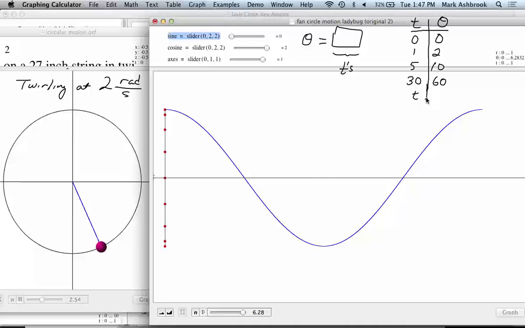We can say, all right, if there were any time t, what would the corresponding number of radians swept out be? Brooke, what do you think? 2t. The number of radians is always twice the time elapsed because it's going 2 radians every second. So that means the angle is always twice as much as the time that's gone by. 2 radians per second. Okay, so that's the relationship they're looking for.